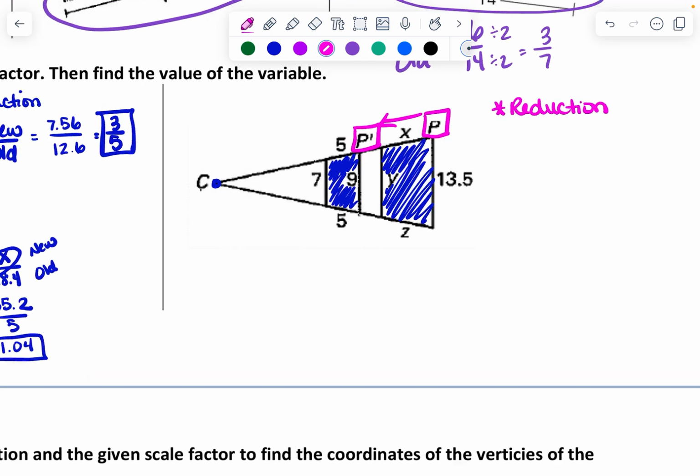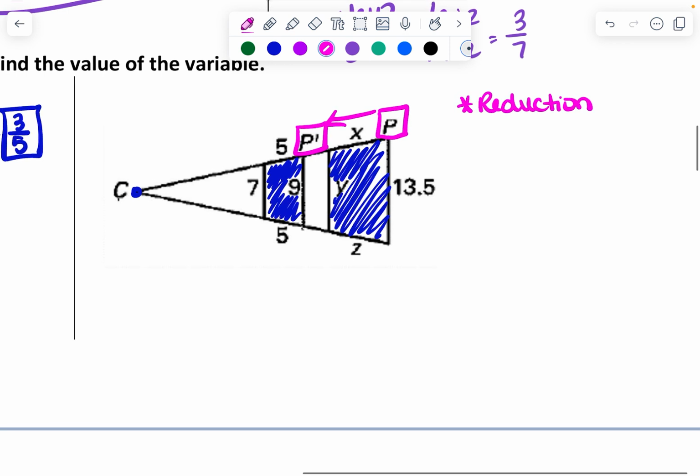And let's figure out how much of a reduction it's going to be. So look where you can see two corresponding side lengths. Well, I can see this length right here is 9, and this one is 13.5. All the other ones, let me show you what I'm talking about. If I picked this one and this one, I can't figure out a scale factor because I have a number and a variable. That doesn't work.